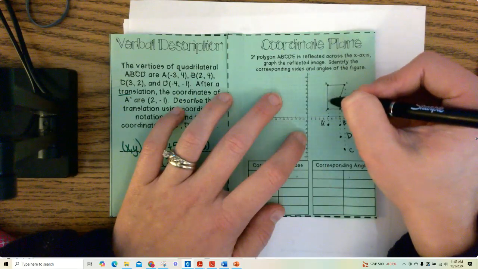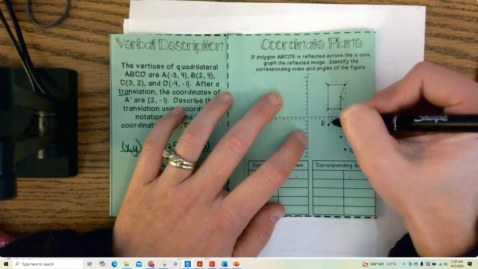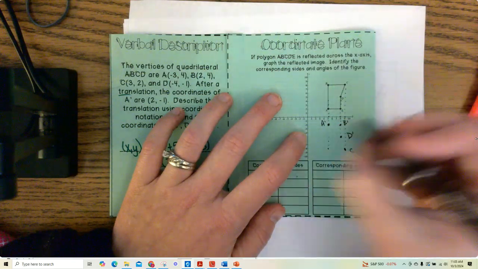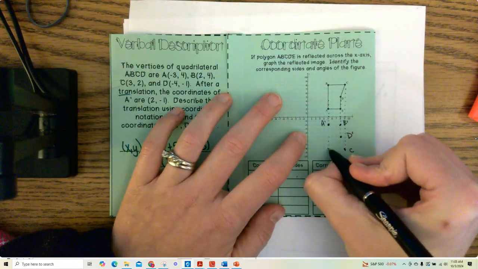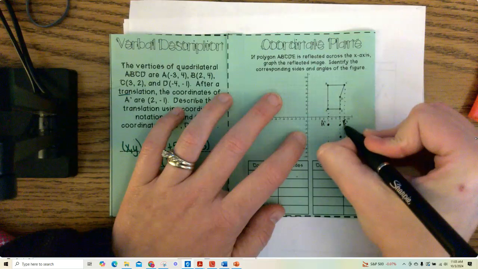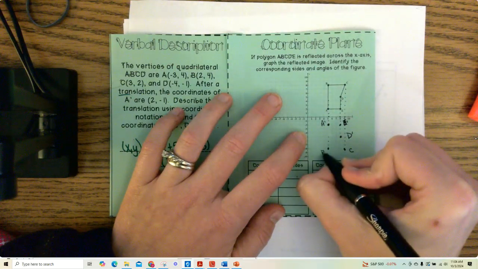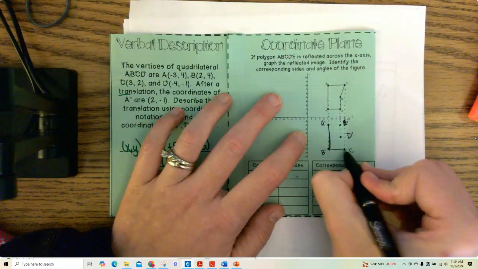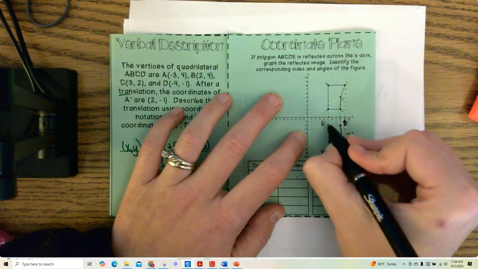1, 2, 3, 4, 5, 6, 7, 8. Oops, sorry, this should be an E, and that's a B. And that is not a very straight line. Okay.